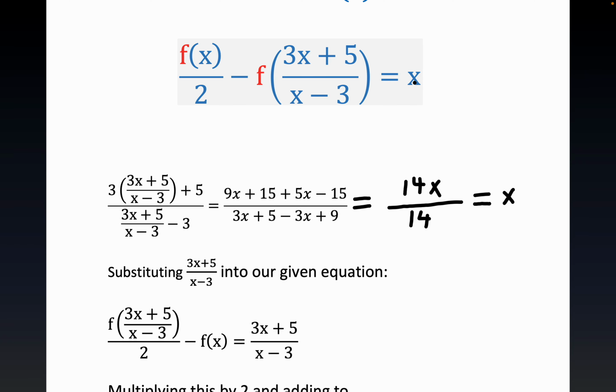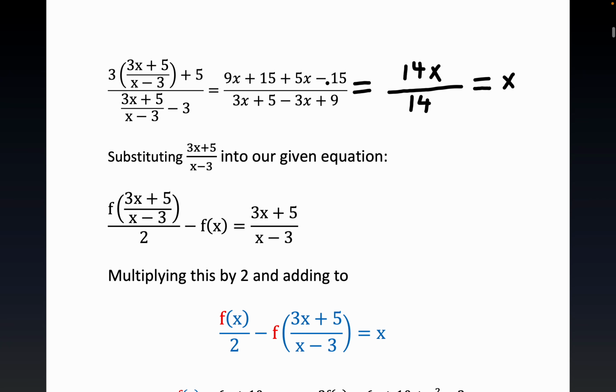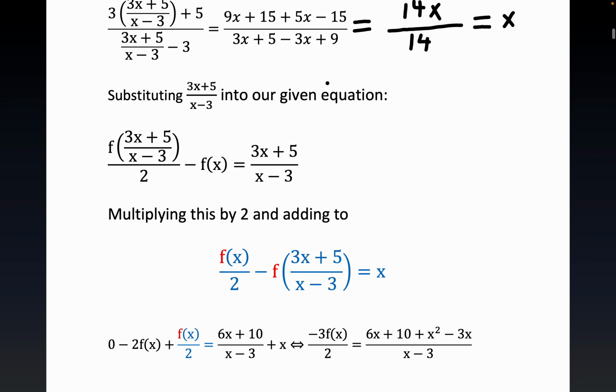Now look here, x gets replaced with 3x plus 5 over x minus 3. You may say, what good does that do? Well, you see, it gives us the capacity to eliminate. Notice if we multiply this entire equation by 2, that'll just turn this into the additive inverse of this, and we can eliminate this chunk of stuff here. Okay, so that's exactly what happens on this very next line. Multiplying by 2 and adding.